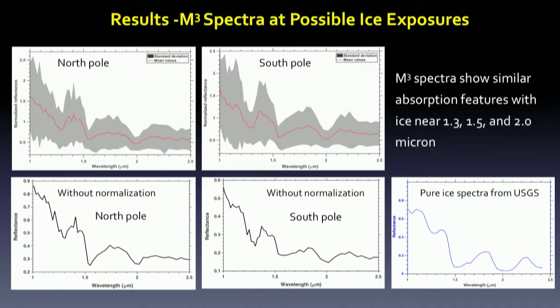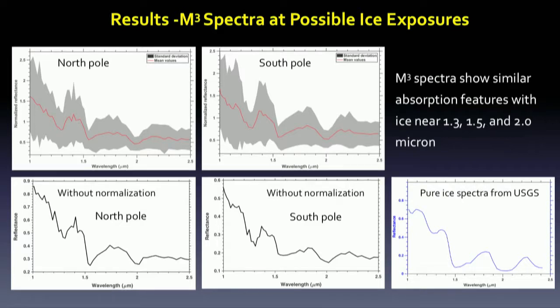And then in this slide, I'm showing the average spectrum of all possible ice exposures. This is the North Pole, this is the South Pole. I didn't do any further processing, just put out the M3 spectra at those exposures. The red line is the average spectrum, and the shaded region is the standard deviation, 2 sigma. In these two figures, the spectra are normalized by the mean value of each pixel, and this is without normalization. This is all the M3 spectra put together, and this is the average.